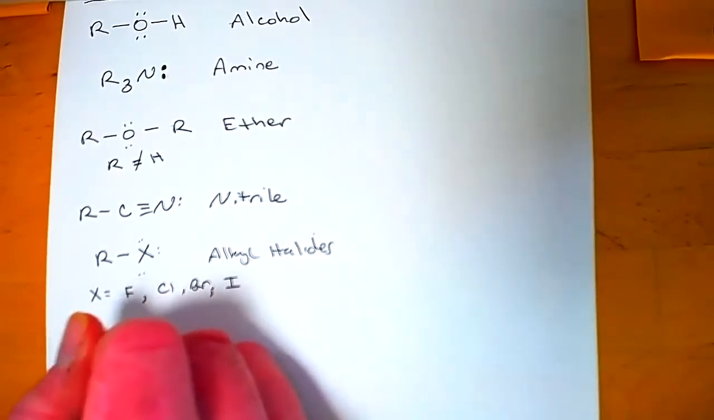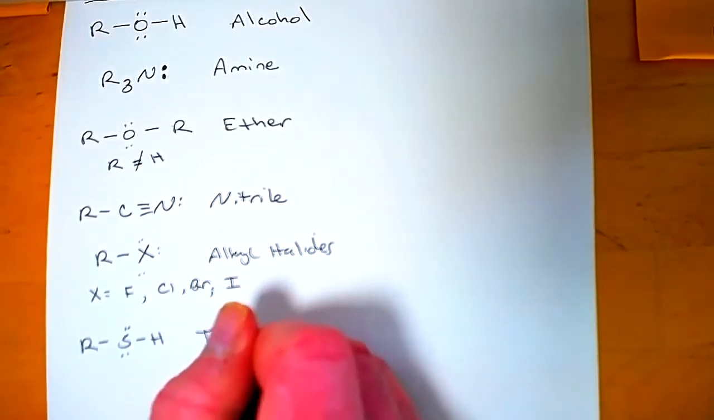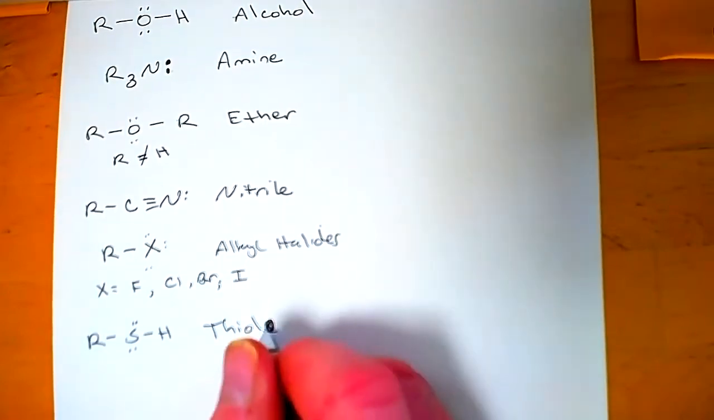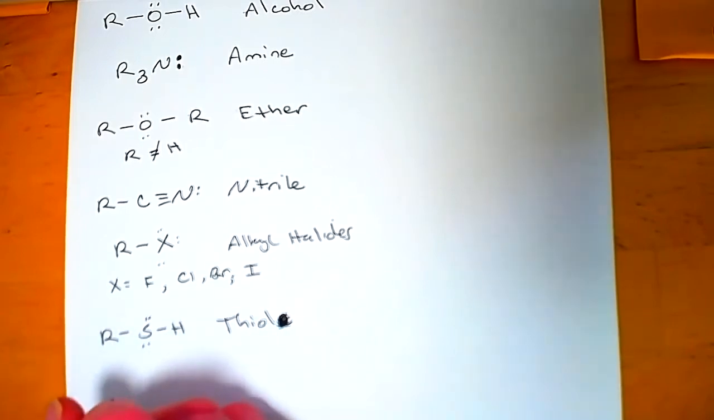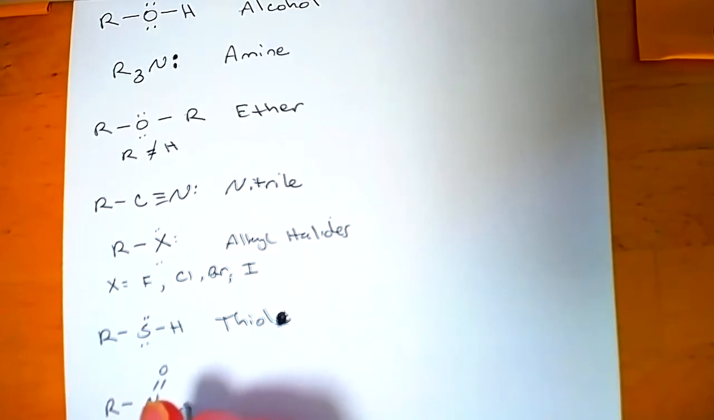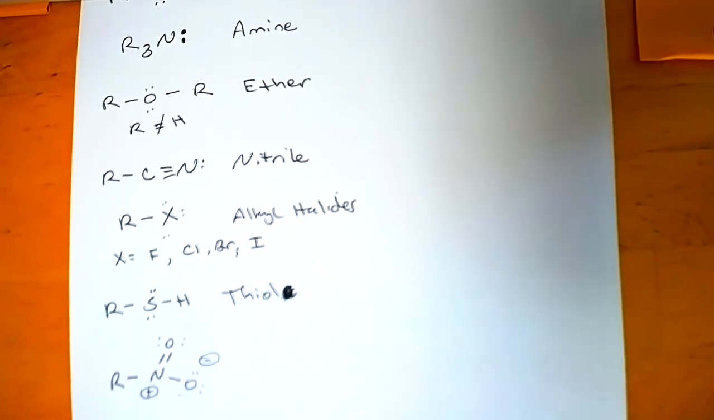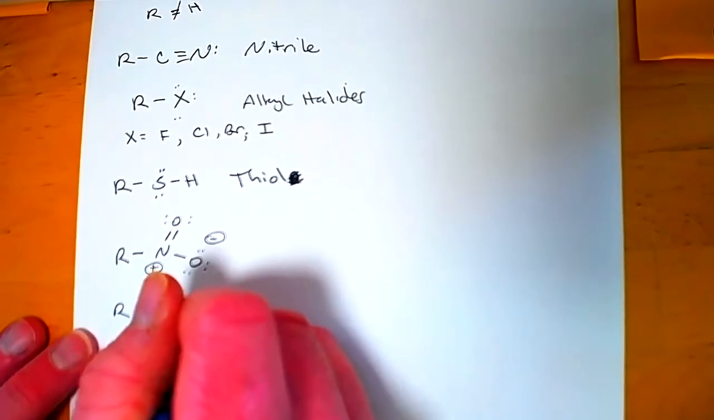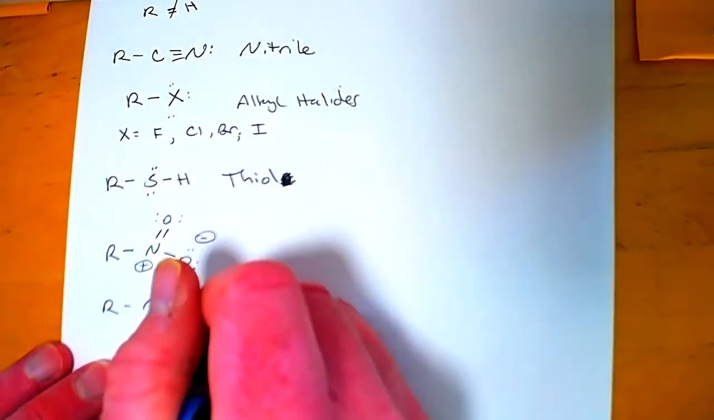If you have a sulfur in place of an oxygen, those are known as thiols, or just a thiol. And if you have an R group that's bonded to a nitrogen, that is double bonded to an oxygen and single bonded to an oxygen, drawing the formal charges, it also can be written out as RNO2. Well, then these are known as nitroalkanes.